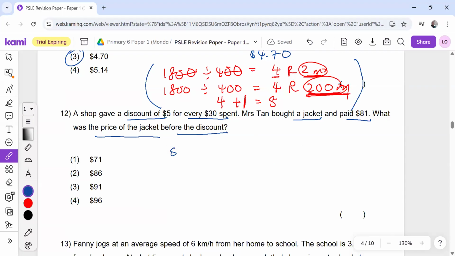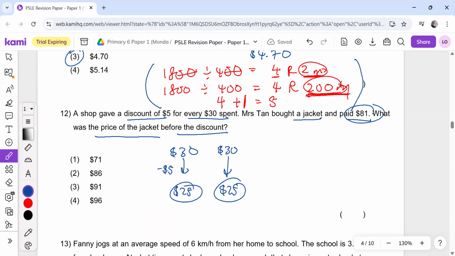It means that if you spend $30, then what happens? You get a $5 discount and you pay only how much? You pay only $25. Okay? And Mr. Stan paid $81. So can you break it up into how many $30? For example, there must be another $30 that she spent, right? That's why she will have another $25. So 25 plus 25 is 50. When you add together, it must be $81. She paid $81. So she paid $25, $25.